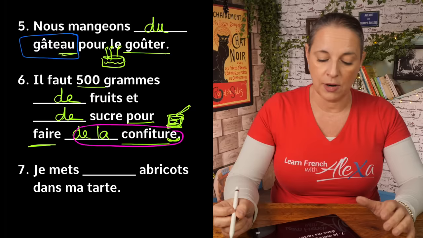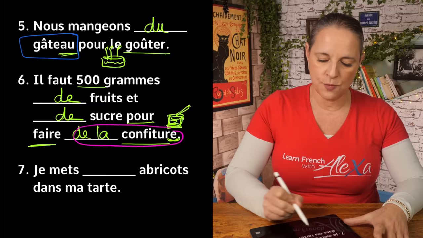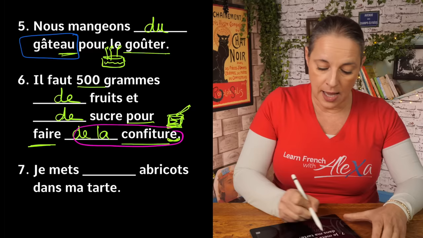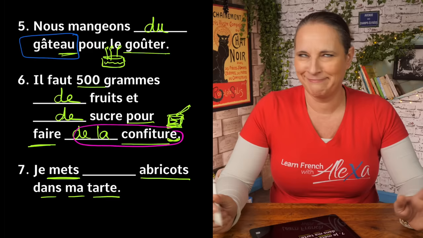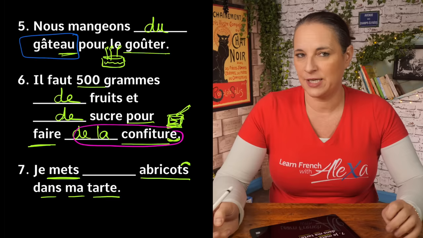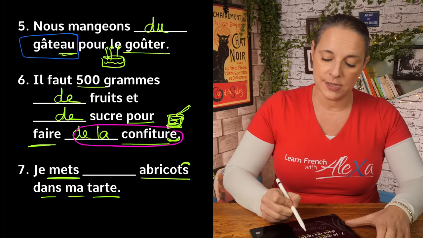Numéro 7. Je mets something abricot dans ma tarte. I put apricots in my tart. Abricot. Now, abricot has an S here, so that's going to help me a lot. I don't even need to know whether it's feminine or masculine here, because abricot, the fact that it has an S, is plural.